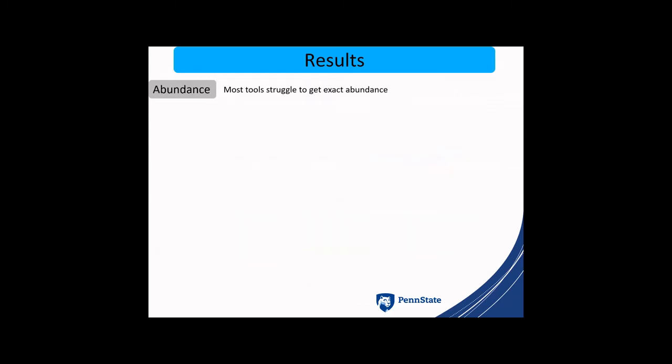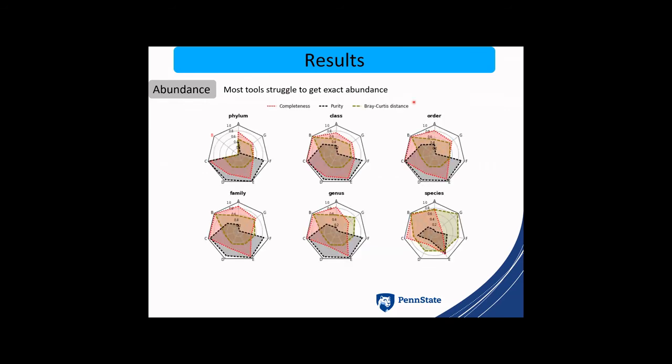As for the abundance estimation, most tools struggle to get the exact abundance. So remember this Bray-Curtis distance related to the L1 norm. You had to get the actual exact taxa for it to be able to be counted.